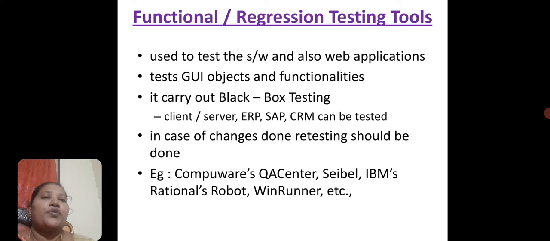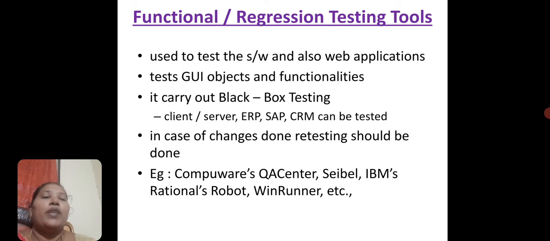So you can make use of client server, how the client is requesting and how the server is responding to that, and then ERP, SAP, CRM, customer relationship management. These are all the different things where you will be performing this black box testing. You will be checking whether the functionalities are working properly without bothering about the interior details, the detailed information about the particular implementation.